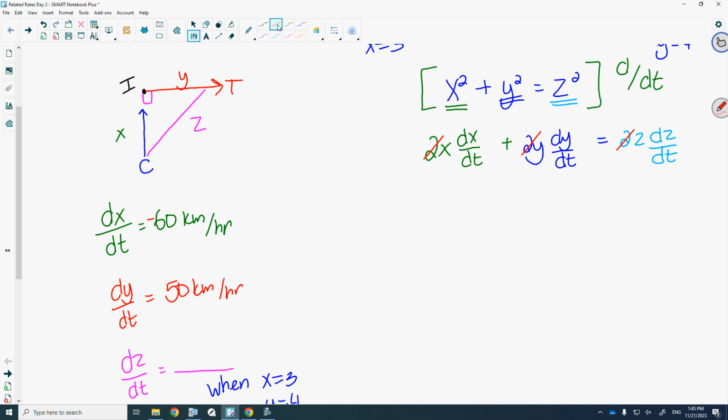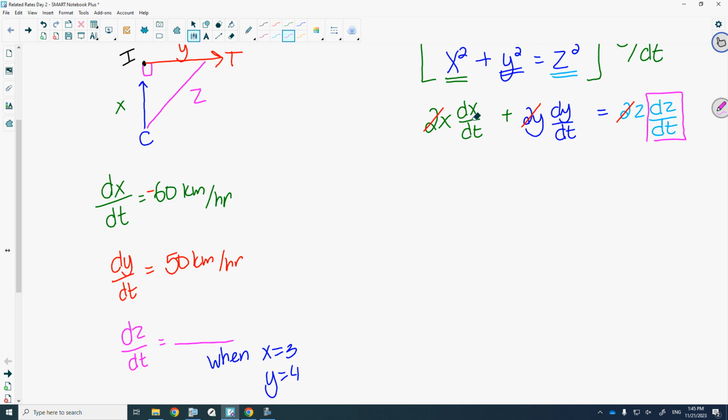I'm trying to find dz dt. Okay, so this is what I'm trying to find. And I'm going to say, do I have all these other pieces of information? I know what dx dt is. It's negative 60. I know what dy dt is. It's 50. I know what x and y is. Do you know what the one piece of information I'm missing is that I'm going to need to solve before I plug everything in? Z.